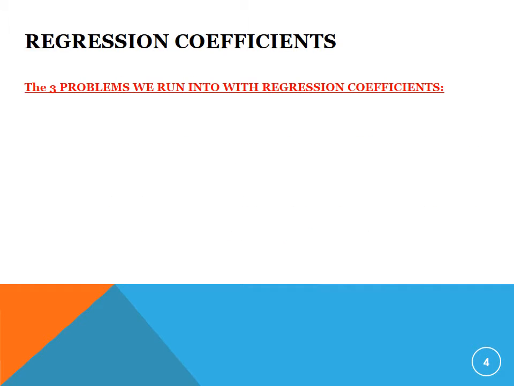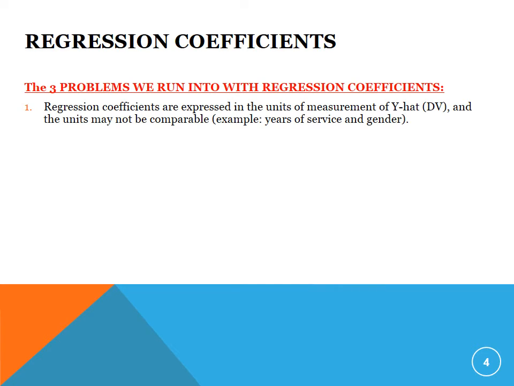So the first problem that we run into with regression coefficients is that they are expressed in units of measure, and the units may not be comparable. What does that mean? Well, we've got 1 unit of measure, as in years of service, as you can see in this example. And we've got another unit of measure, which is gender, so it's male and female. They're not comparable, right? So we can't really say going up by 1 year of service is the same as going up by 1 unit of gender, from male to female or female to male. There's no way to compare those two, okay?